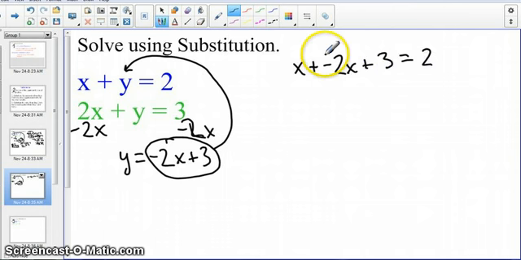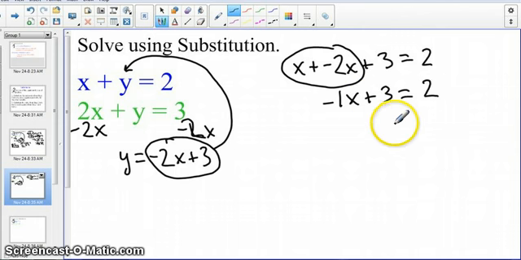You notice I don't have a number in front of -2x plus 3, so I don't have to distribute anything. I can go ahead and combine my like terms. So x, which is 1x, plus -2x. So 1 minus 2 is -1x.